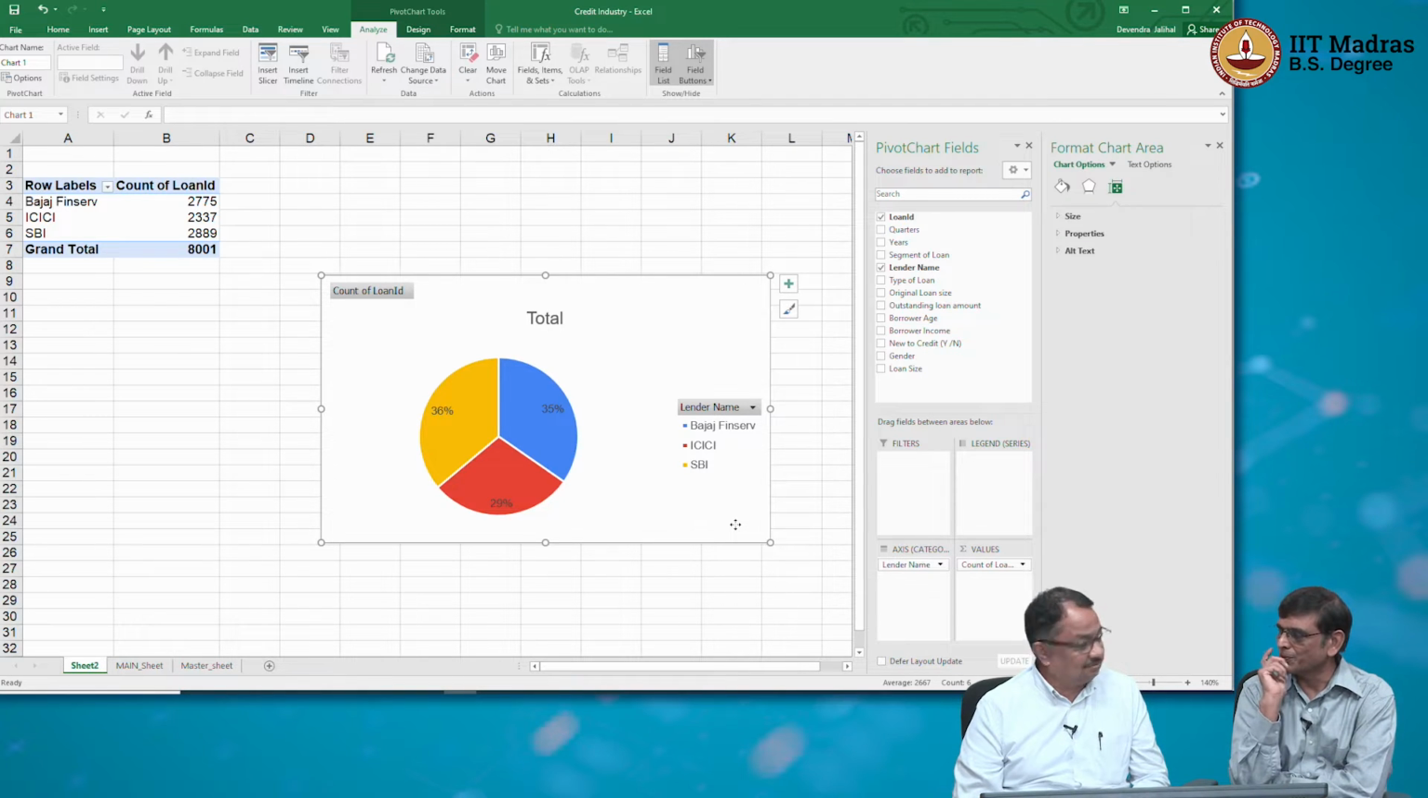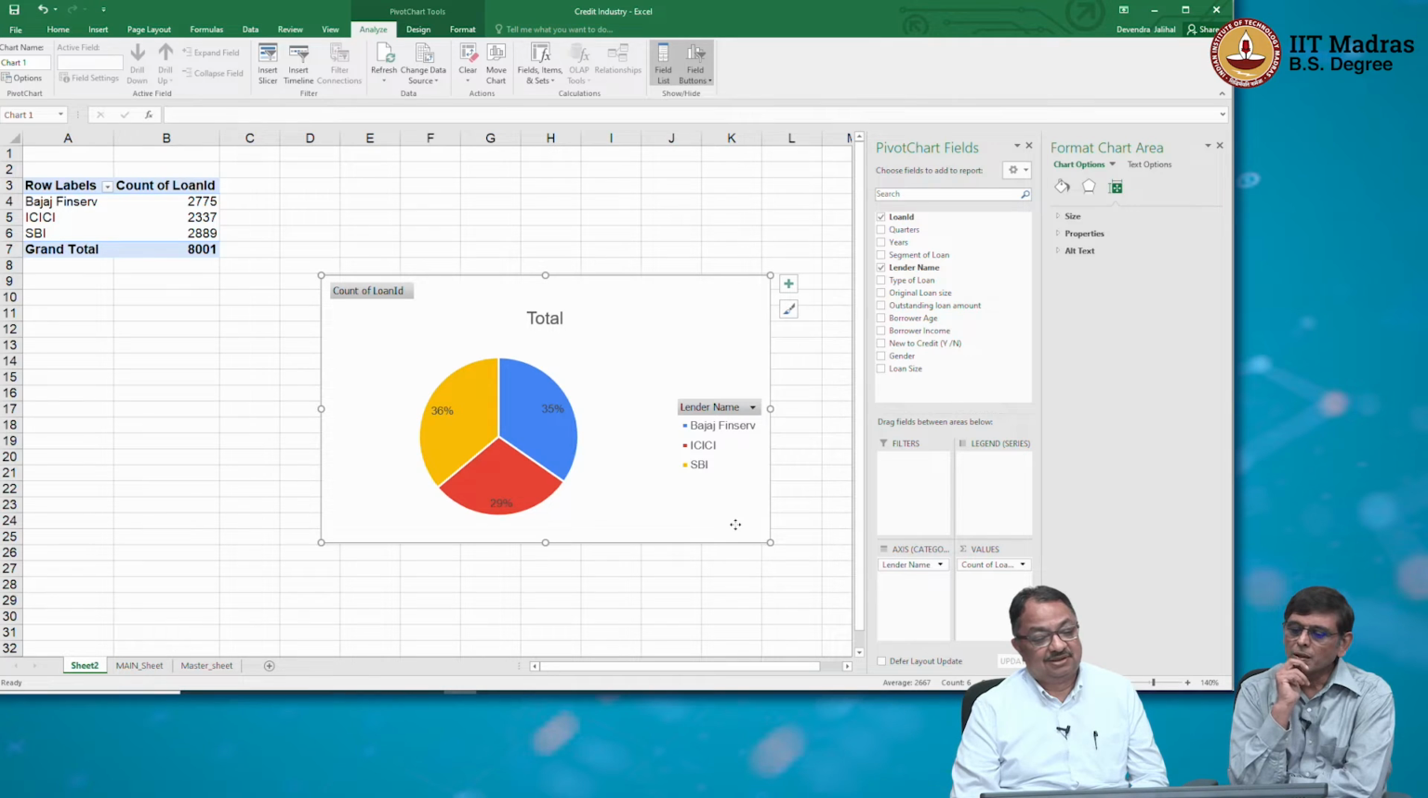Number, not the value. SBI is about 36%, and ICICI Bank is about 29%. More or less equal, broadly. So government banks, private banks, and NBFCs are equally split.